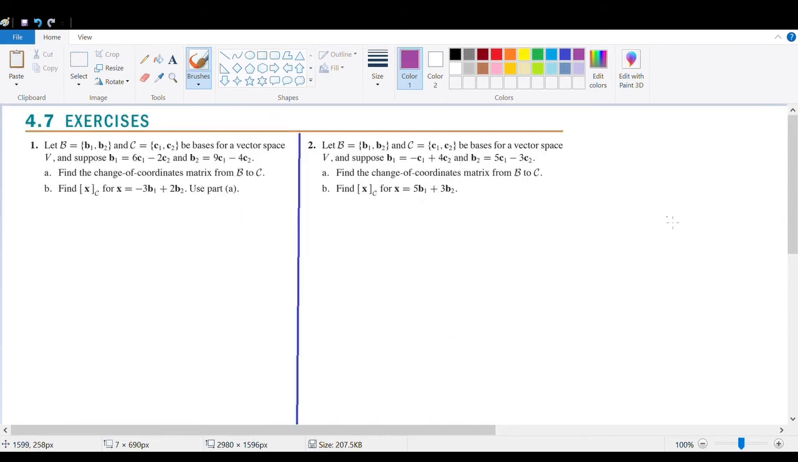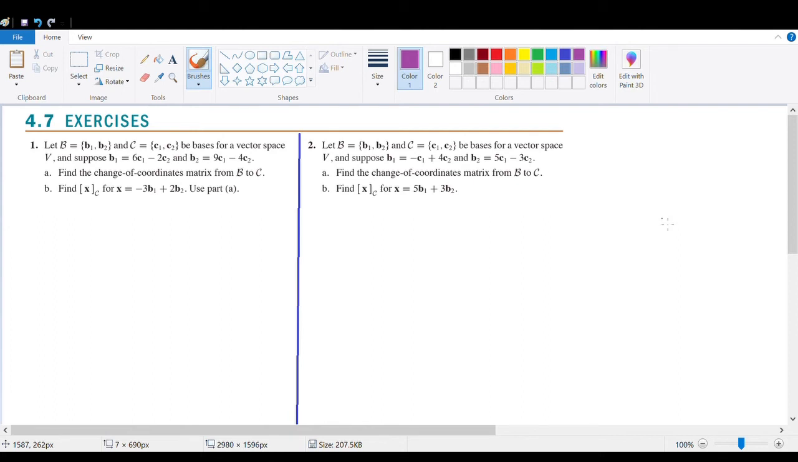In exercise 1, let B is B1, B2 and C1, C2 be bases for a vector space V, and suppose B1 is equal 6C1 minus 2C2 and B2 is equal 9C1 minus 4C2. A. Find the change of coordinate matrix from B to C. Then B, find the coordinate vector of x to the basis C for x is equal minus 3b1 plus 2b2. Use part A.